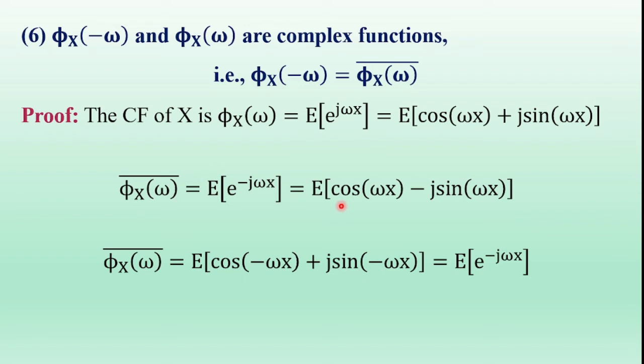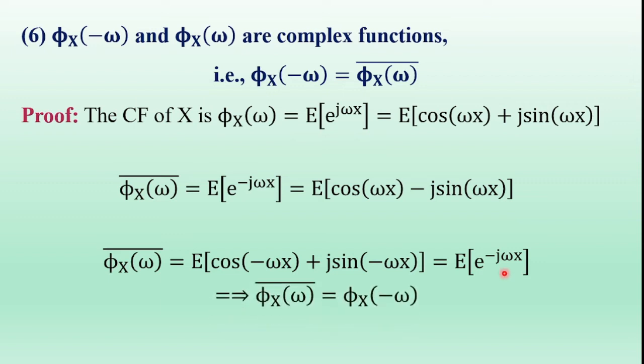Now here in this equation, the RHS term is written as expectation of cos of minus omega x plus j sin of minus omega x. Cos of minus theta is cos theta. Sin of minus theta is minus sin theta. So plus into minus is minus. So cos omega x minus j sin omega x is written as cos of minus omega x plus j sin of minus omega x. Using the definition of the characteristic function, expectation of cos omega x plus j sin omega x is expectation of e power j omega x. Using this expression, the RHS term of this equation is expectation of e power minus j omega x.